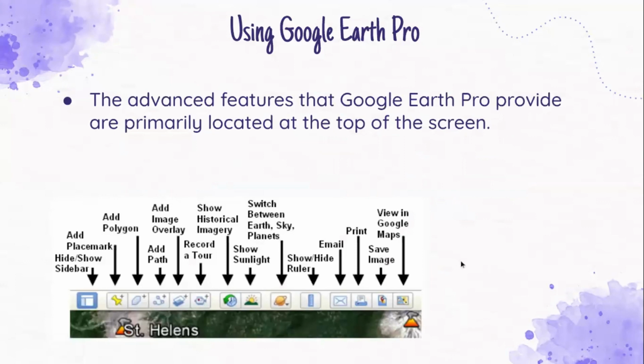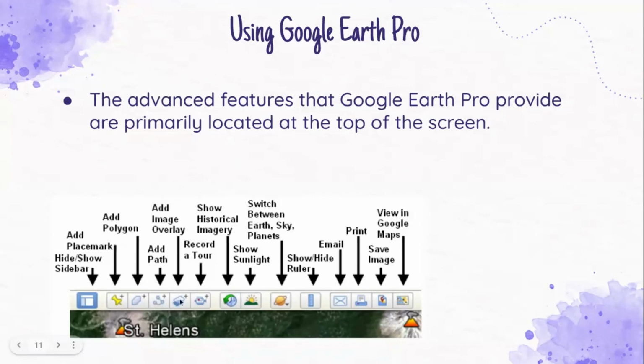The advanced features that Google Earth Pro provides are primarily located at the top of the screen. So we're just going to go over them right here because I couldn't really include them in the screenshots without them becoming blurry. This specific one is the show sidebar, which is additional information. This is the add polygon feature. This is the add image. Oh wait, this one is the add path feature. Sorry, I got them confused.